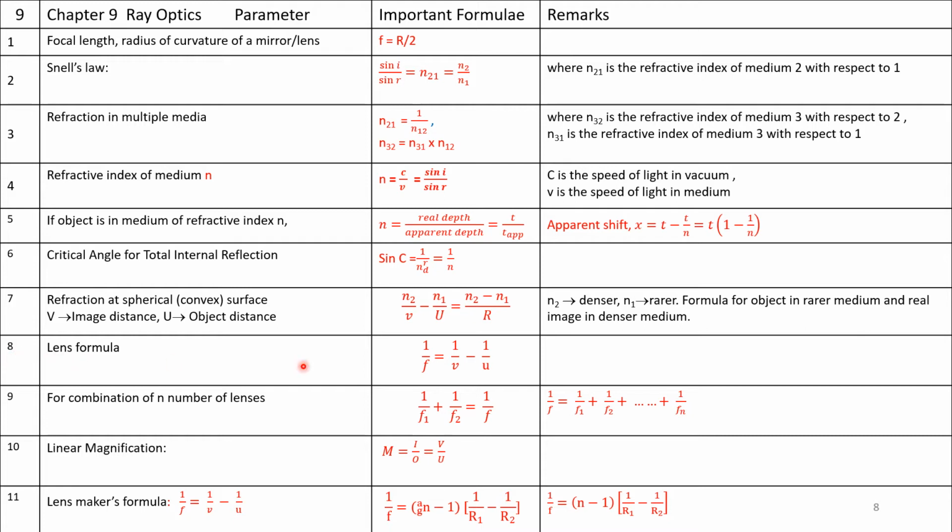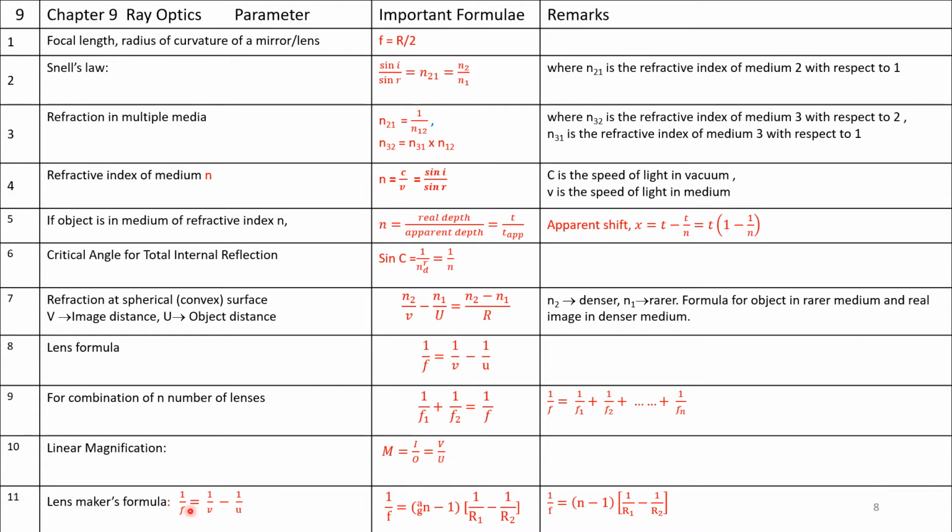Serial number 8. The lens formula is 1 by F is equal to 1 over V minus 1 over U. Using this formula, you can answer all objective type questions. For a combination of n number of lenses, 1 over f is equal to 1 over f1 plus 1 over f2 plus etc. plus 1 over fn. Linear magnification is given by m is equal to image distance over object distance, that is equal to v by u.